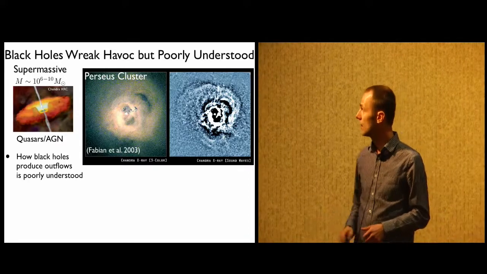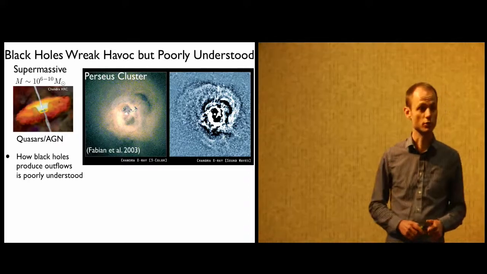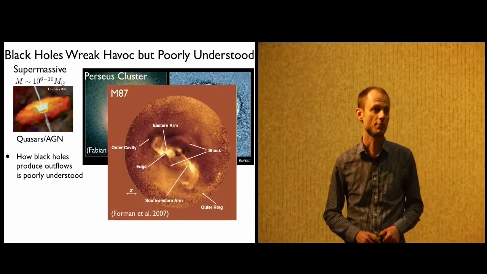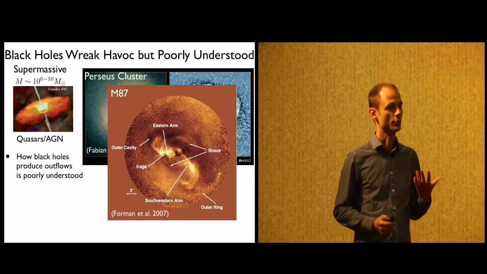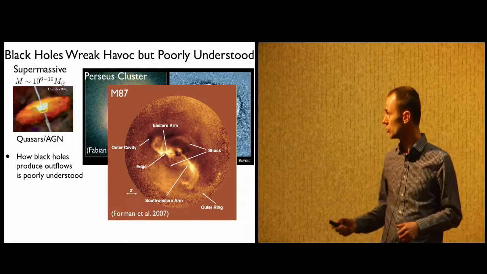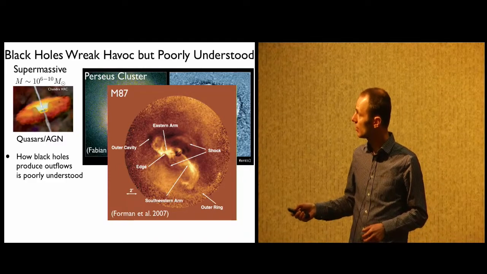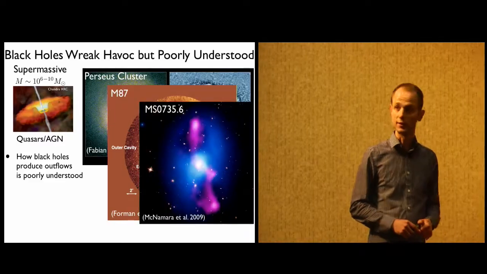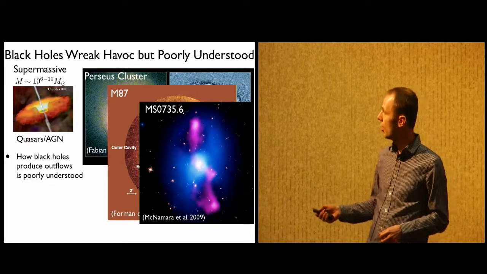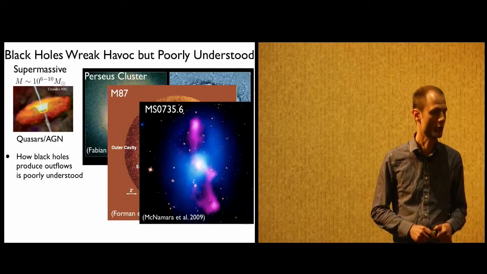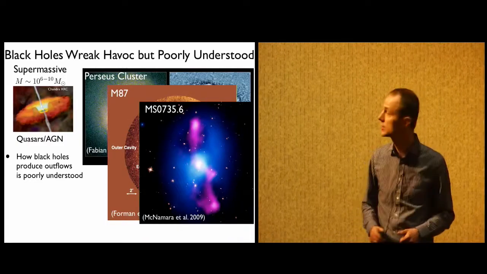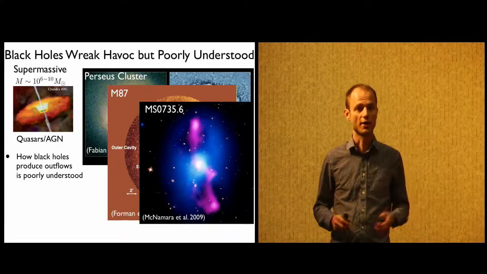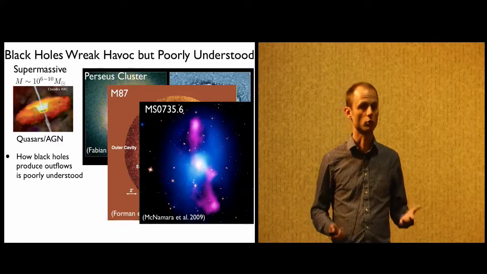They can explode galaxies. You can see the center of the Perseus cluster, where the black hole is inflating bubbles and sending shockwaves into the ambient medium. In this dramatic example of M87 galaxy, we see the black hole is inflating the cavities and sending shocks as well. And in this astonishing example of the cluster MS0735.6, the black hole is inflating two huge cavities via these collimated outflows, which we call jets.